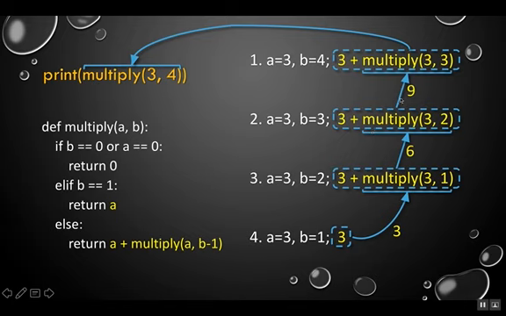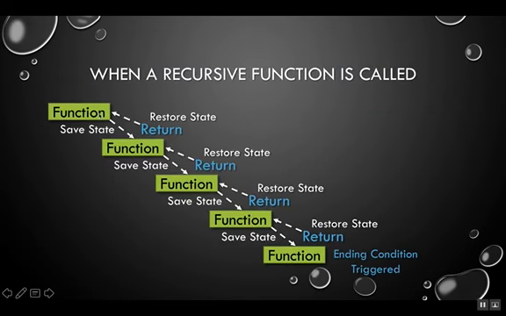Okay, so I've got 9 going in here. So this becomes 9, and I've got 3 plus 9, and that was the first iteration. So it is returning all the way back to the original call of the multiply. So you can see it's starting here, it's calling down this way, and until the ending condition is triggered, it can't resolve the value to return.